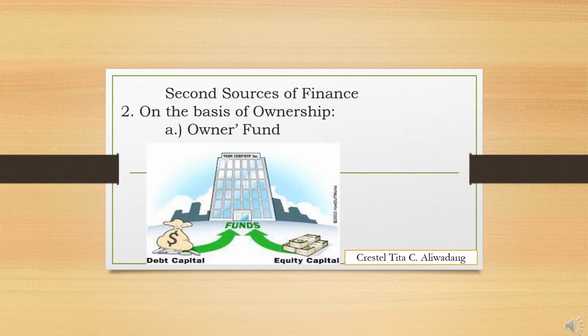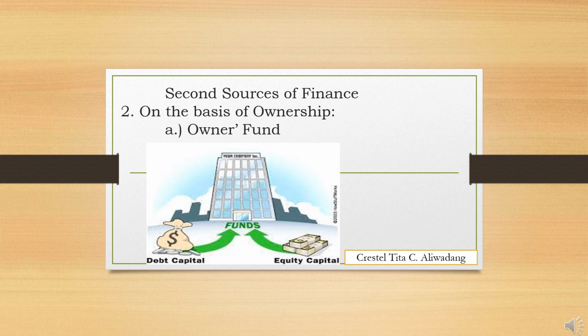Moving on to the second source of finance, which is the basis of ownership. Under this source, there are two kinds of ownership. One is owner's funds. The owner's funds are the total amount invested by the owner of an enterprise and the accumulated profits that they have reinvested in the business. This money remains invested in the business till the company winds up its operations.